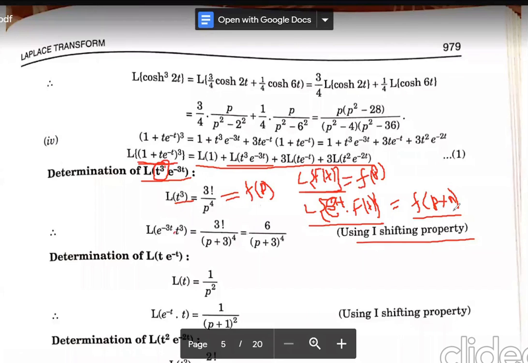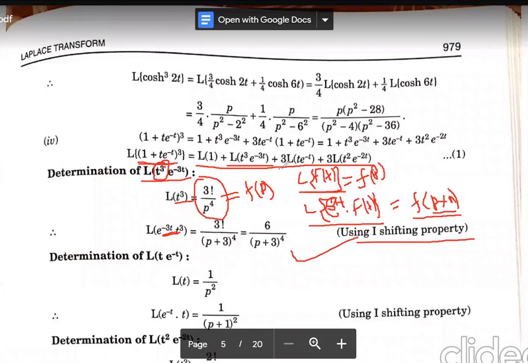F of p plus a. So f of p is what? F of p is your factorial 3 by p to the power 4. So factorial 3. Now p you need to change as p plus a. So a is what here? A is your 3. So p you need to change by p plus 3. So factorial 3 by (p plus 3) to the power 4. So this is it.